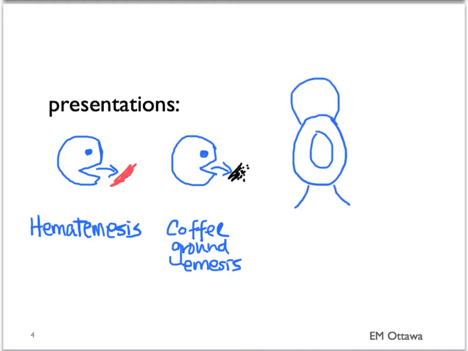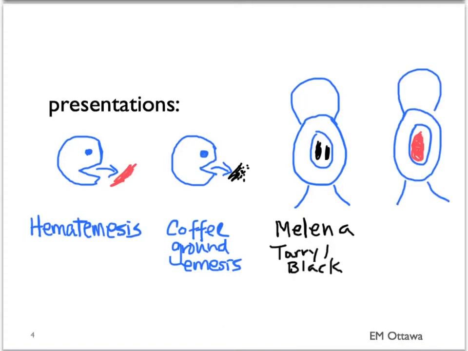Of course, blood in the GI tract can come out from the other end as well. It can present as melena if the blood has been digested by the GI tract. Melena is tarry black stool. The last way an upper GI bleed can present is bright red blood per rectum. If the bleeding is brisk, there's been no time for it to be digested by the GI tract. It will remain bright red.